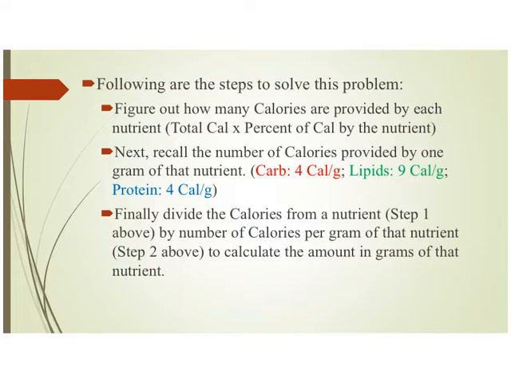Step 2. You have to remember how many calories are provided by 1 gram of that nutrient. For example, carbohydrates provide 4 calories per gram, lipids each gram provides 9 calories and proteins each gram provides 4 calories. And then the final step, divide the calories from a nutrient you obtained in step 1 by the number of calories per gram of that nutrient from step 2 and you will get the amount in grams of that nutrient.